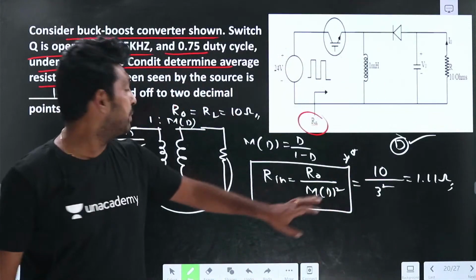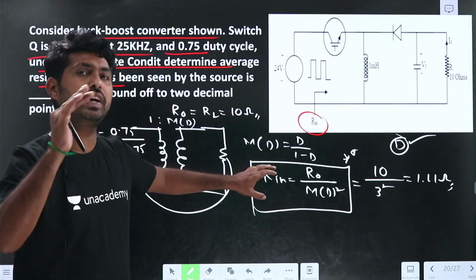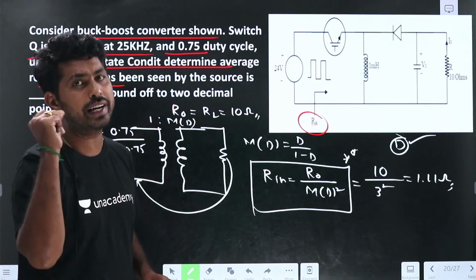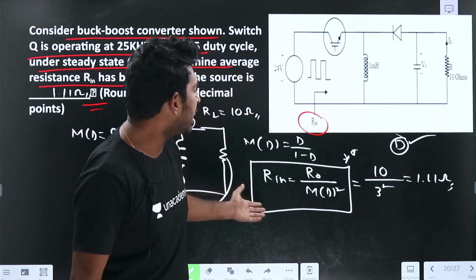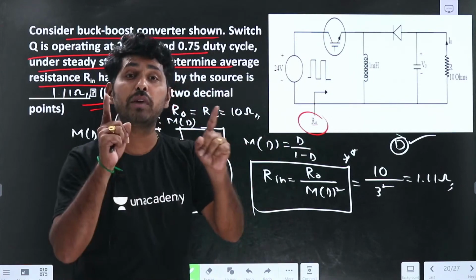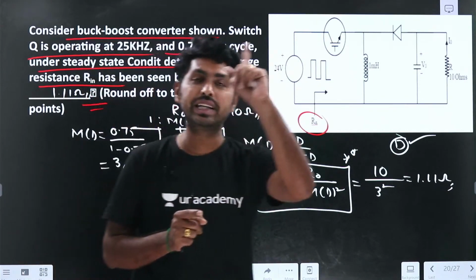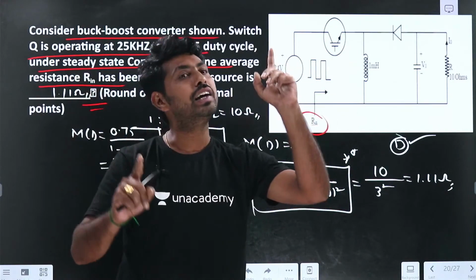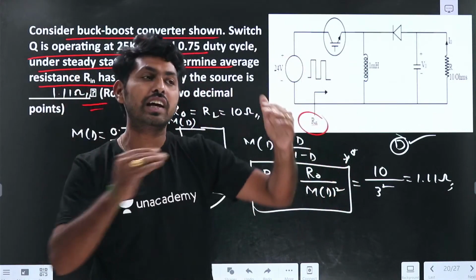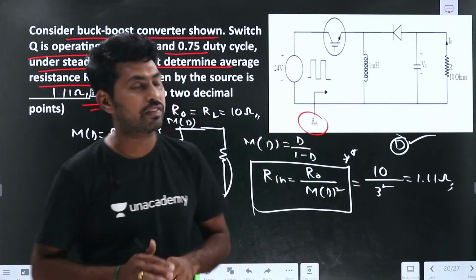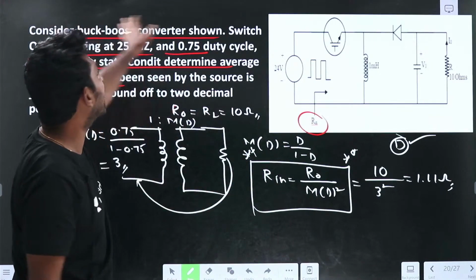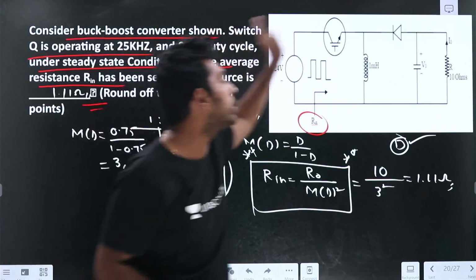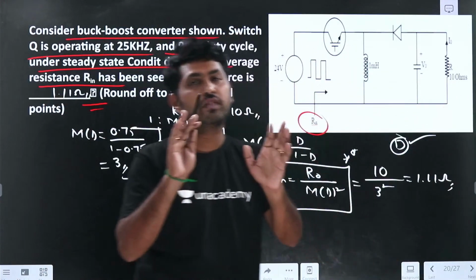So it is simple, guys. Make it a shortcut. If any problem is given, within seconds you can write the answer. If you know the R naught value, R in equals R naught by M of D whole square, where M of D is the voltage gain of the converter. It is D for the buck converter, 1 by 1 minus D for the boost converter, and D by 1 minus D for the buck boost converter. Even if the converter changes, no need to worry; you can directly find it if you know the R naught value.